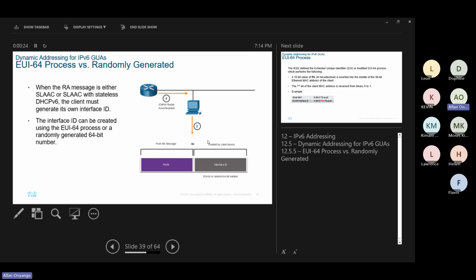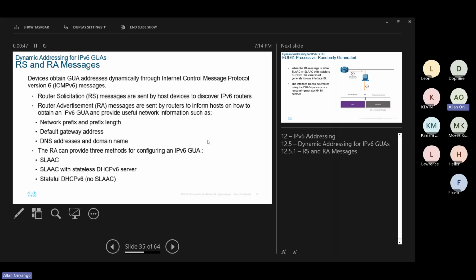Anyway. Now, ladies and gentlemen, let me show you when a PC is using SLAAC, which means a PC does not have a DHCP server at all. How does it obtain the IP address? Two ways. By the way, there's something called RA, capital R, capital A. The RA and the RS messages, very important. Those messages are too important for the PCs.